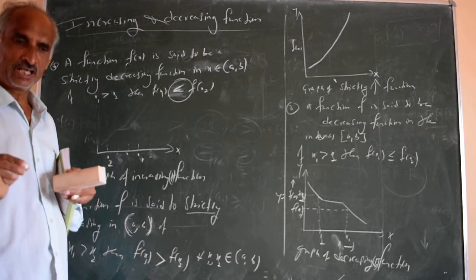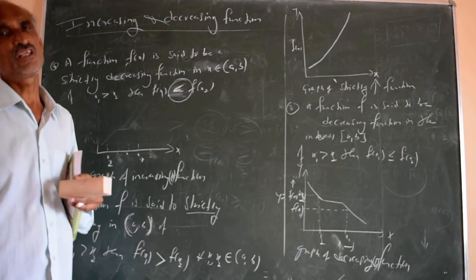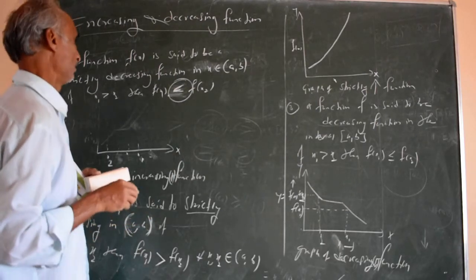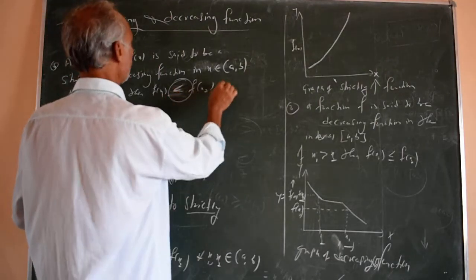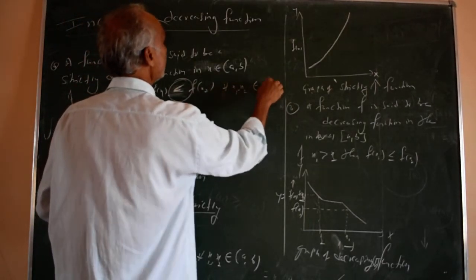For strictly increasing, the open interval a to b should be taken. For increasing or decreasing, the closed interval a to b is to be taken. For all x1, x2 belonging to the open interval a to b.